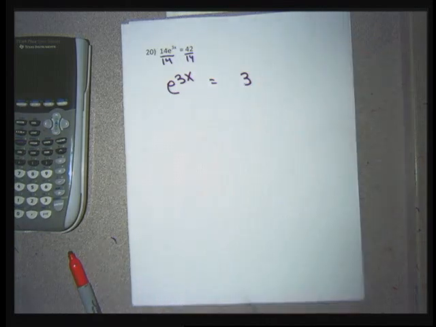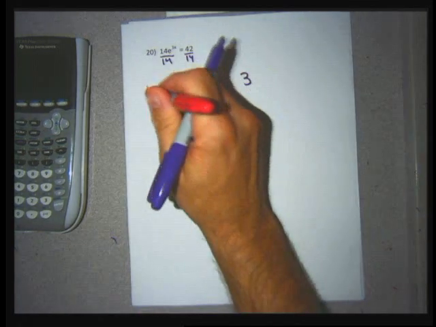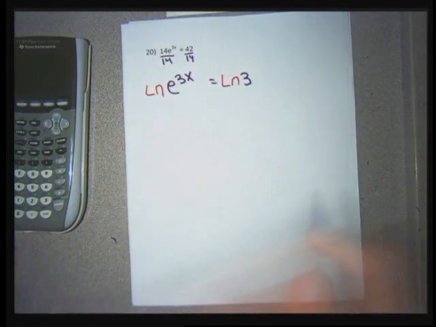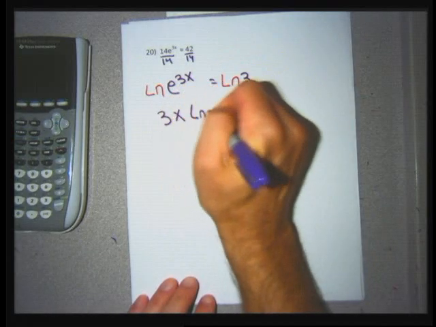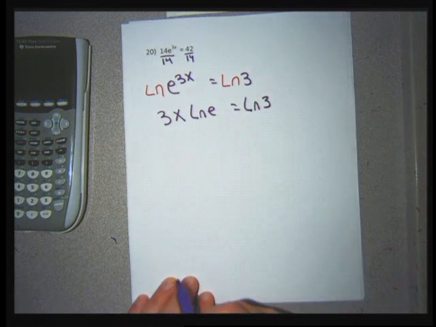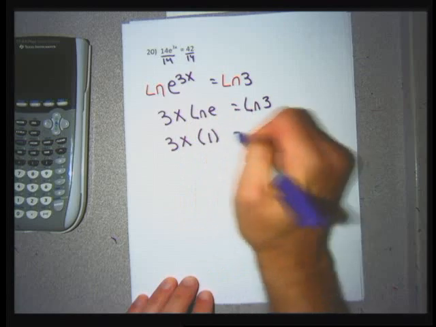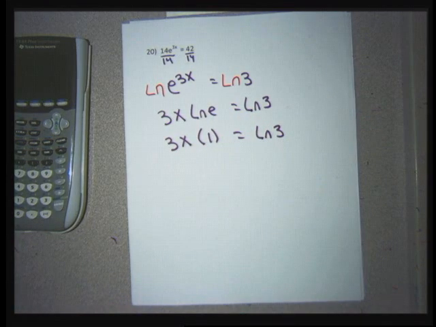This is going to give me e to the 3x equals 3. And I'm going to take the ln of both sides because the ln of e is 1. I'm going to bring the 3x up front. I get 3x times the ln of e equals the ln of 3. Because the ln of e is 1, this is really 3x times 1 equals the ln of 3. It happens all the time in calculus that you use the ln of e as 1, so it's just good to get that in your head.